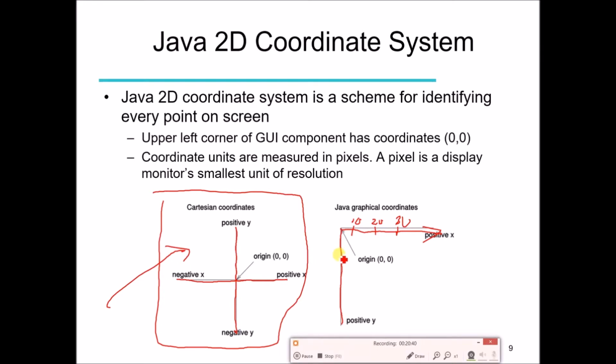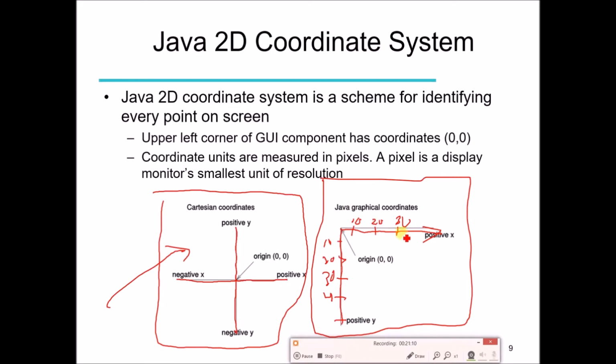And you have to understand this, because this is not like we have in the Cartesian coordinate system, where when we are moving downward our values are decreasing. But here, when we are moving downward in the Java graphical coordinate system, our values are increasing and our values are always positive. For example, here it can be the value 10, then 20, then 30, 40, and so on. So this is the coordinate system we are going to use in this course or in the lab.